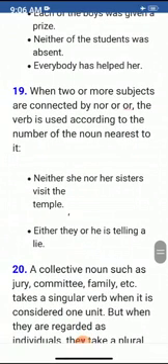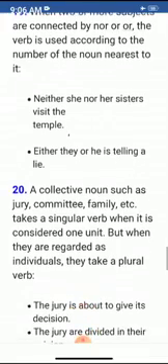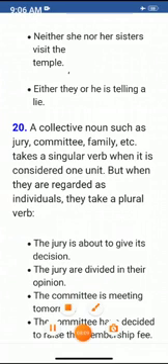A collective noun such as jury, committee, family, etc. takes a singular verb when it is considered one unit, but when the members are regarded as individuals, they take a plural verb. The jury are divided. Committee. So students, I think you are able to understand. Thank you.